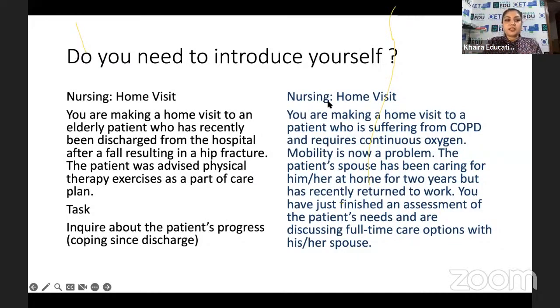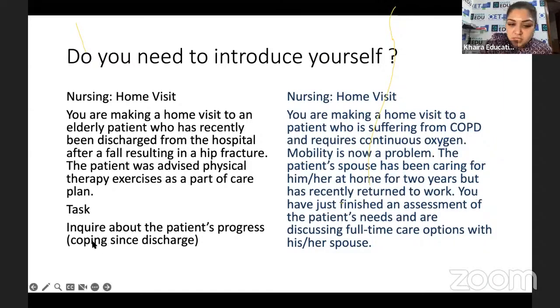Let's first only discuss whether or not your introduction is necessary. Do you need to say, I am nurse so and so? So in the first scenario, yes, I think an introduction is required. Like Ritu said, you are not sure who attended the patient when that patient was admitted in the hospital. You know that the patient has now been discharged and this is a follow-up visit to the patient's house to check up on his progress.